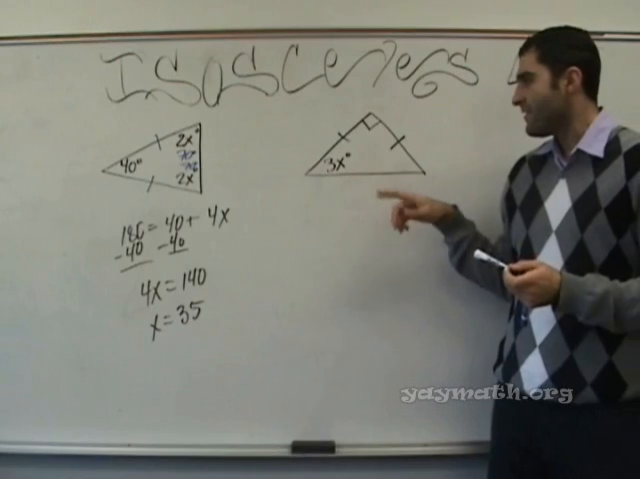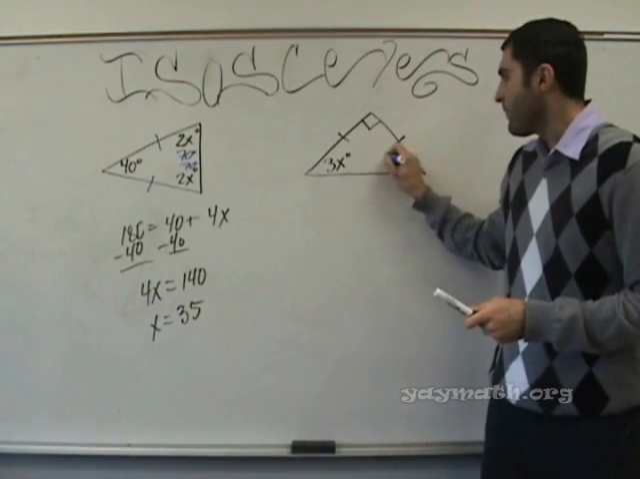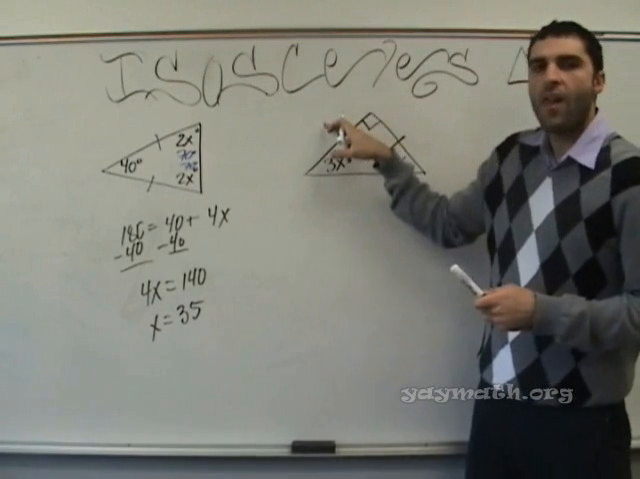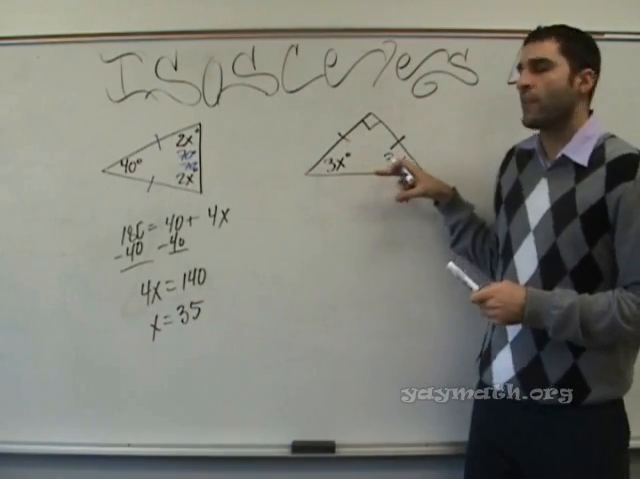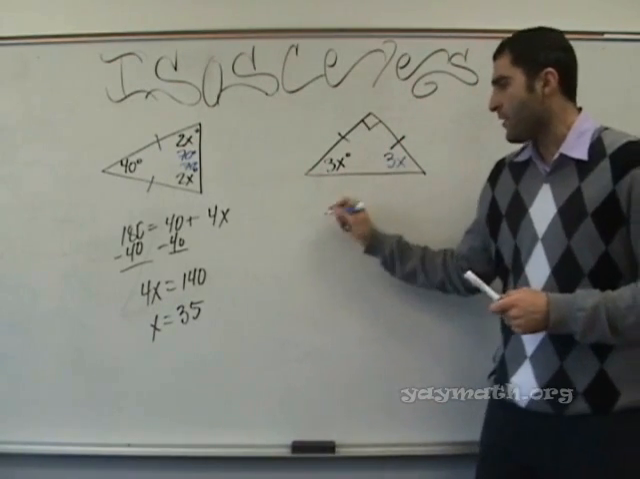Well, it's going to be 3x. This will be 3x. How do you know? Because of the two congruent sides and the two congruent angles. Yes, two congruent sides, two congruent angles. It's the angles that are opposite the sides.